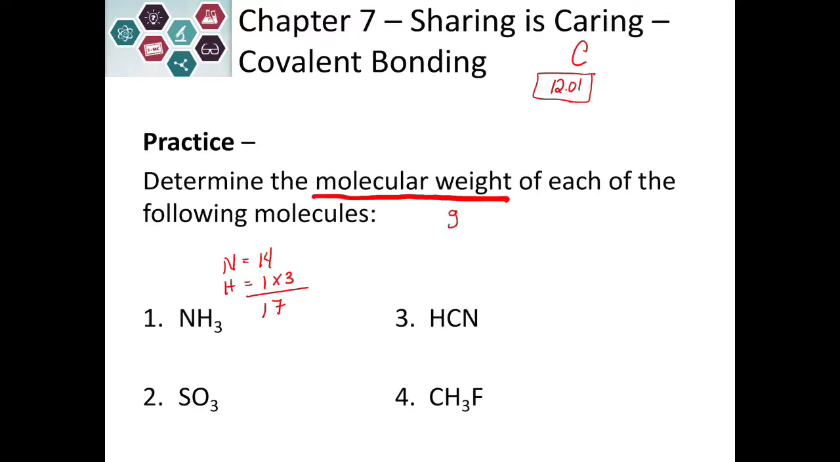The units for molecular weight are grams per mole. So this means if I have a mole of molecules, which is 6.02 times 10 to the 23rd, it will weigh, in this case, 17 grams.